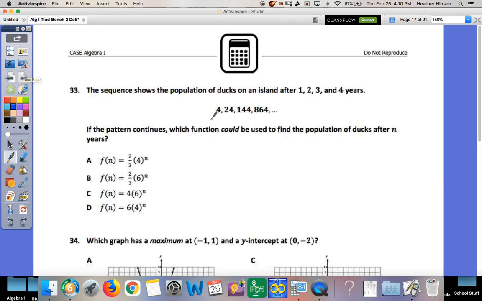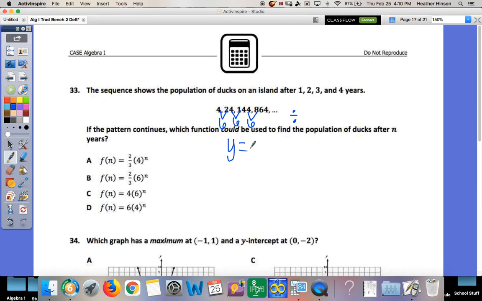33. The sequence shows the population of ducks on an island after 1, 2, 3, and 4 years. If this pattern continues, which function could be used to find the population of ducks after n years? So if we look at all of our equations, they are exponential, which means to find our multiplier, we're going to divide. So 864 divided by 144 is 6. 144 divided by 24 is 6. 24 divided by 4 is 6. So our multiplier has to be 6.